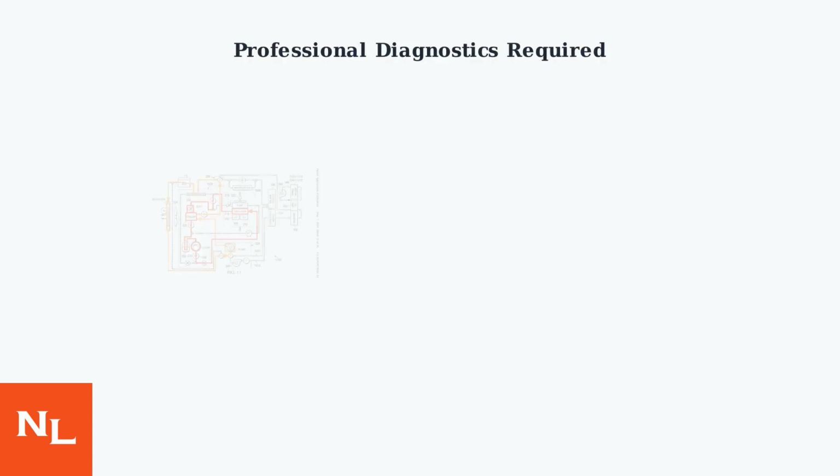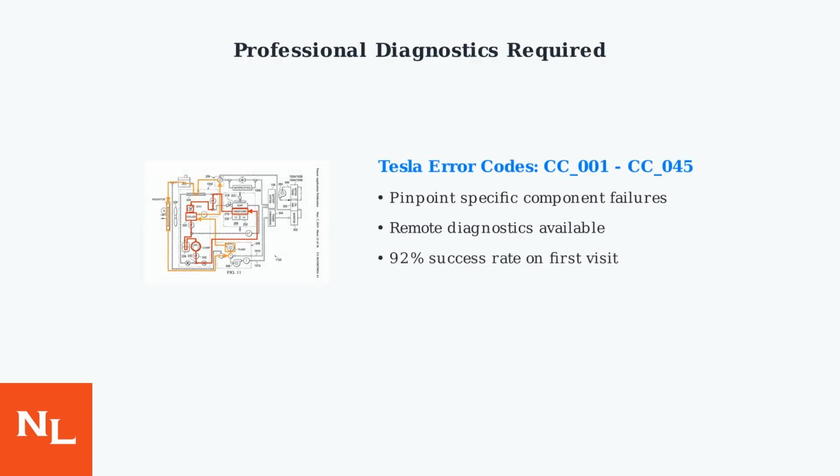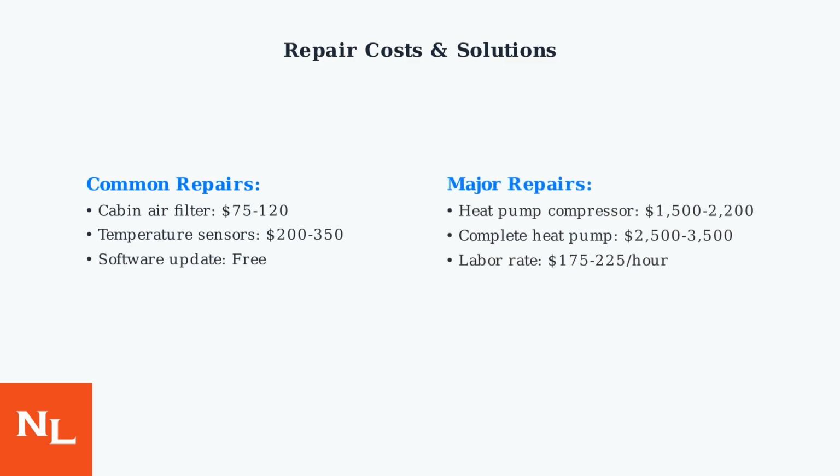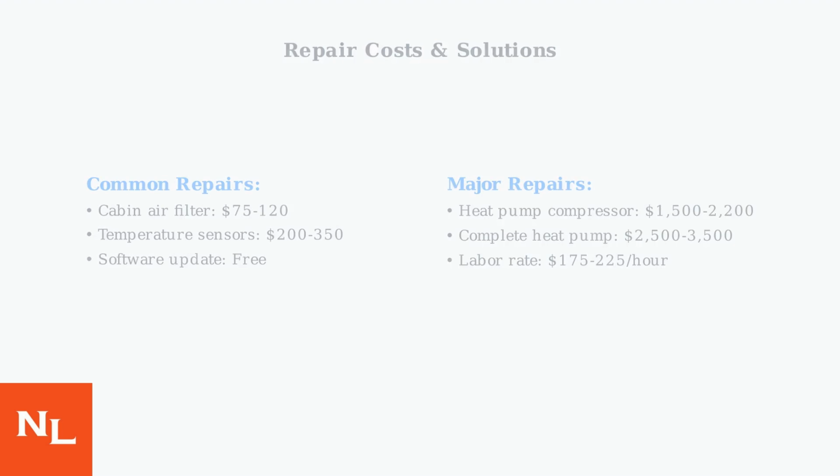When DIY solutions don't work, professional diagnostics are needed. Tesla's system generates specific error codes from CC001 through CC045 to help technicians identify the exact problem. Repair costs vary significantly depending on the component. Sensor replacements cost $200 to $350, while complete heat pump assembly replacement can cost up to $3,500.